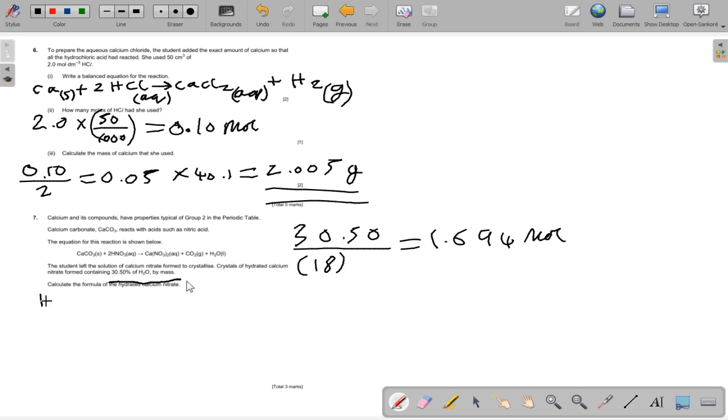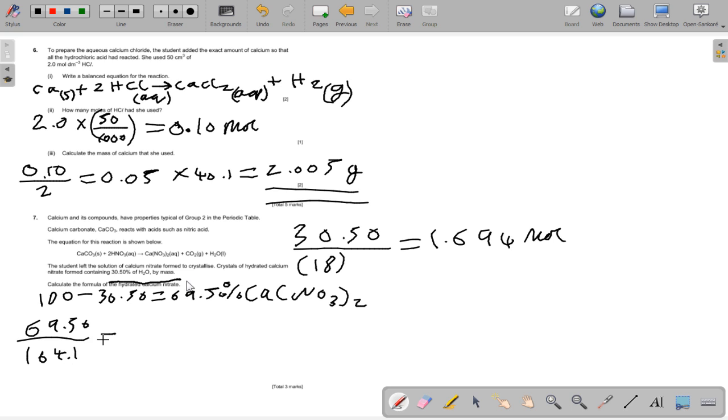And then if we take 100 minus 30.5, we get 69.5%. Anhydrous compound, calcium nitrate, Ca(NO3)2. And then we put 69.5 all over the molecular mass of calcium nitrate, which is 164.1, and that gives us 0.4235 moles.